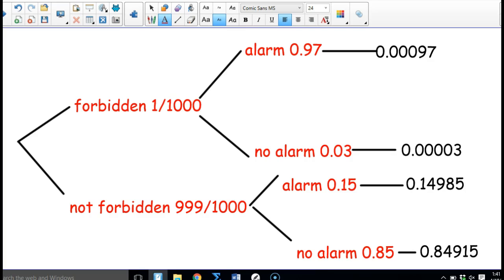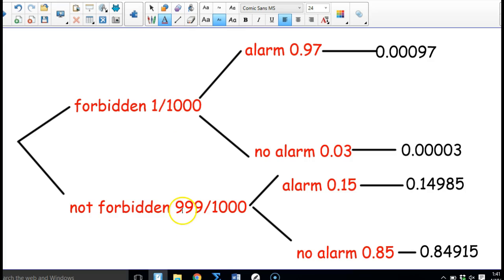So I state what needs to come first. You either have to have the stuff or not have the stuff. Then the alarm will be triggered. Okay, so that's what I wrote down first. Forbidden material or not forbidden material. The probability of having forbidden material bringing it along is 1 out of 1,000. So there's the probability right here.